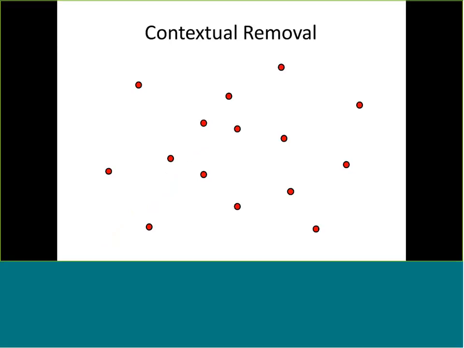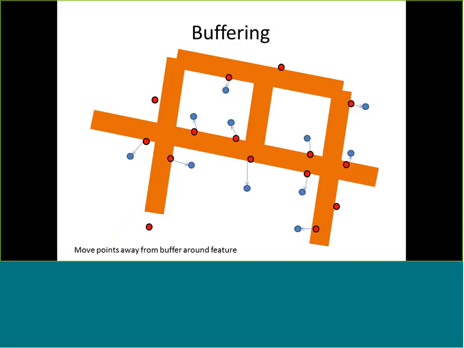So contextual removal has been used in many social media applications, or we can also generalize the underlying map to a level where the individuals are hard to locate with a particular location.